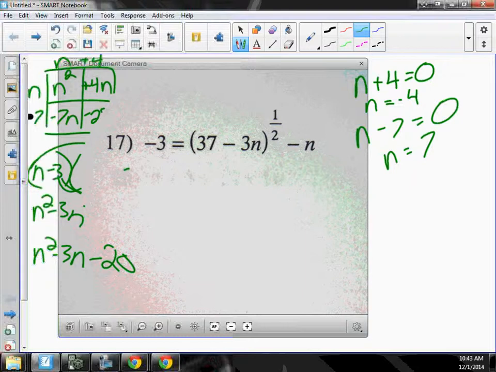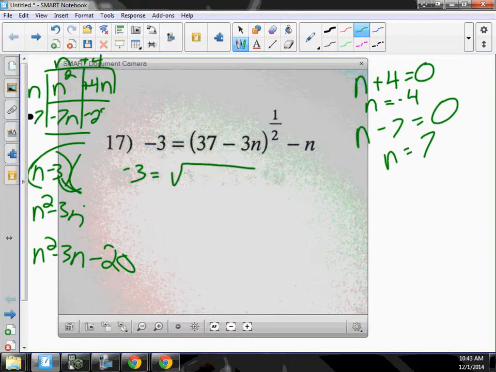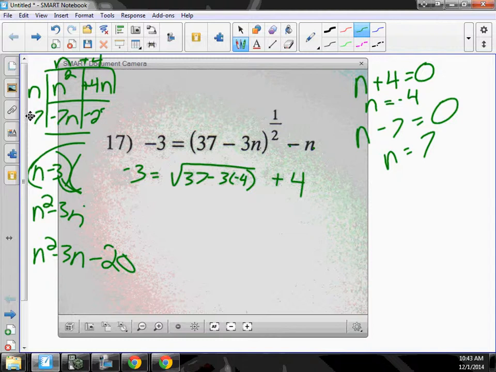So negative 3 equals the square root of 37 minus 3 times negative 4 minus negative 4 is plus 4. So 37 plus 12 is 49. Square root of 49 is 7. Is 7 plus 4 equal to negative 3? Not even close. So that one didn't work. So let's try 7.